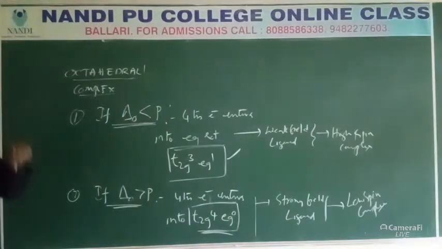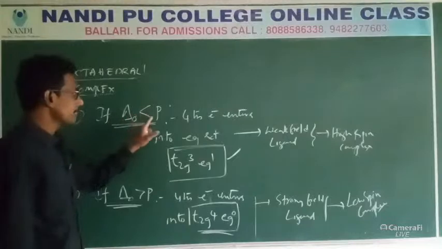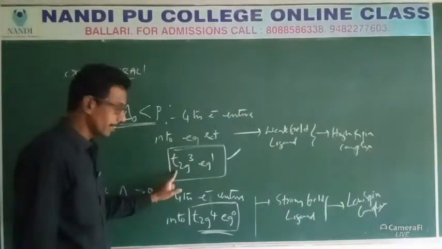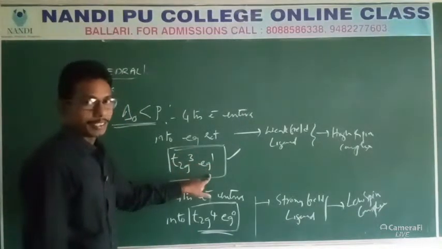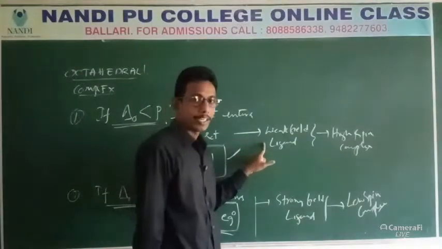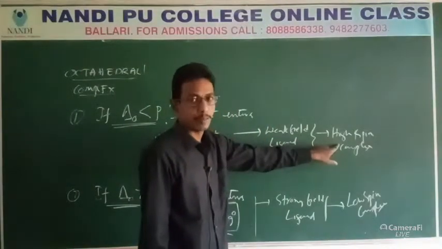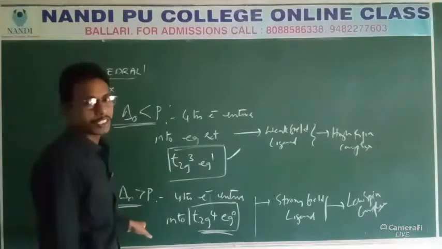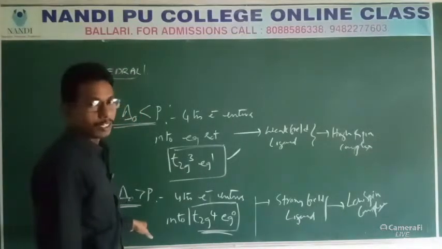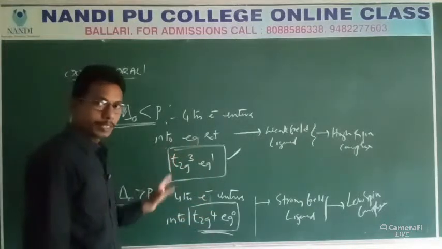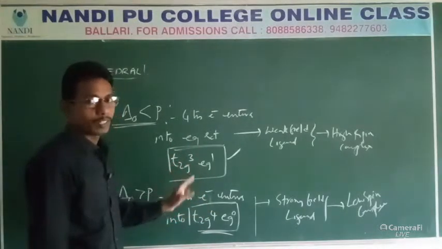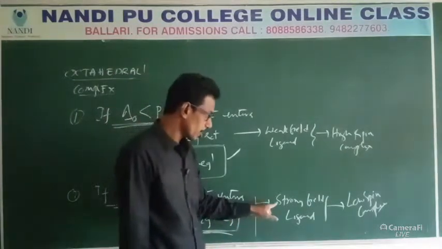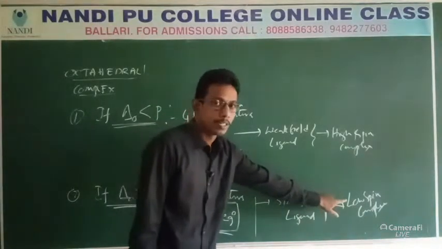Don't worry, don't get confused, only two cases. Delta O is less than P, no pairing, so the fourth electron enters into EZ. So T2z 3 as usual, fourth electron into EZ. This is in the presence of a weak field ligand and it gives a high spin complex. If delta O is greater than pairing energy, pairing takes place in the T2z, so the fourth electron enters into T2z. So finally T2z 3 plus 1, it becomes T2z 4, EZ 0. In this case, in the presence of a strong field ligand, it is a low spin complex.